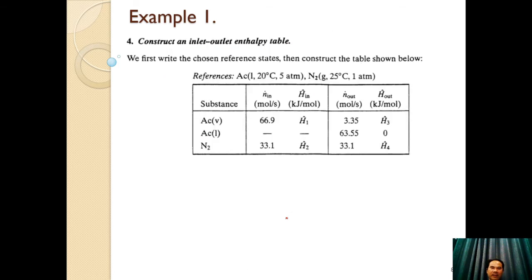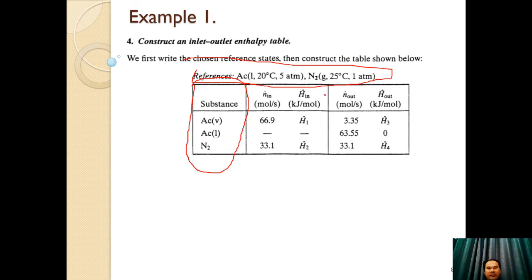Let's go to the next step: construct the table. You know the reference states: acetone liquid phase at 20 degrees Celsius, 5 atm, and nitrogen gas phase at 25 Celsius, 1 atm. And then you construct the table. The first column is the substance. In this case, we have acetone in vapor phase, acetone in liquid phase, and nitrogen in gas phase.